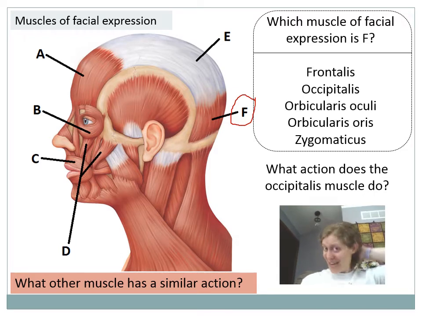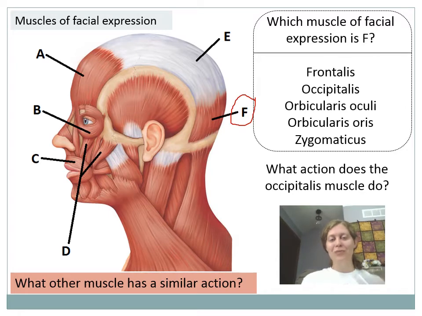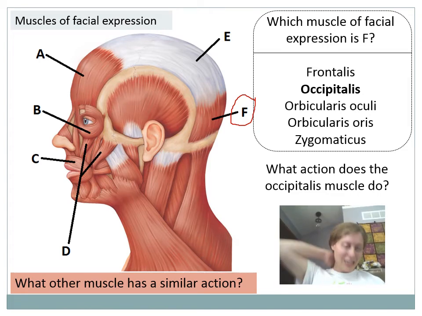Oh, it's in the back of your head. The back of your head area is called the occipital region. Plus we have that occipital bone back there. Therefore, the muscle is going to be the occipitalis, right? Hopefully that makes perfect sense as to why it would be there. So let's go ahead and try this out. Put your hand on the back of your head and move it around.